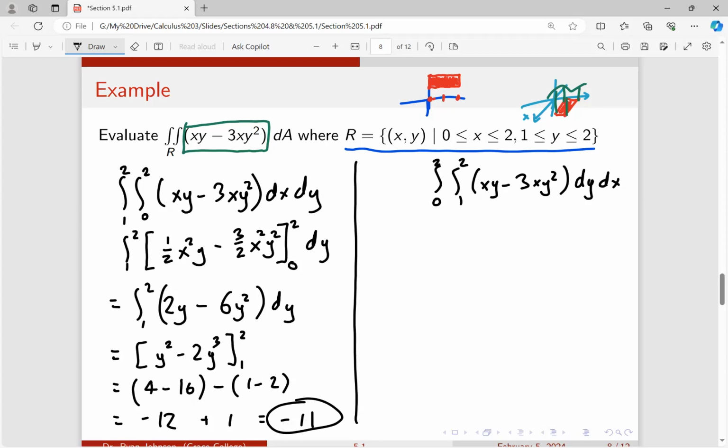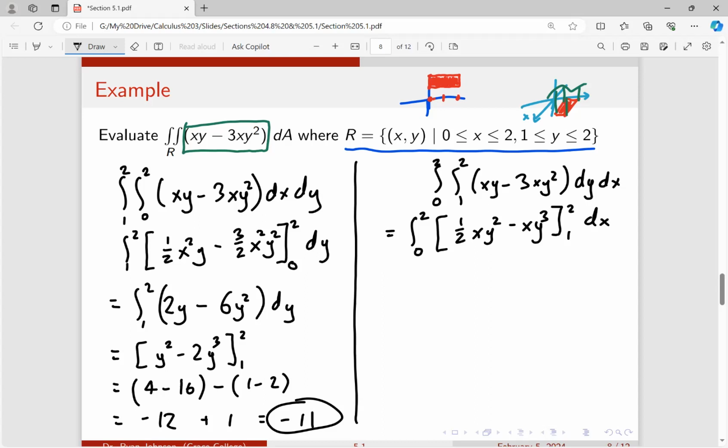meaning the volume is 11, 11 below the xy plane, not above, since it's negative. Okay, now let's try integrating with respect to y and see if we get the same answer. So if we integrate with respect to y, the integral on the outside remains the same. Integral on the inside becomes 1/2 xy squared minus xy cubed from 1 to 2, and we still have our dx on the outside.